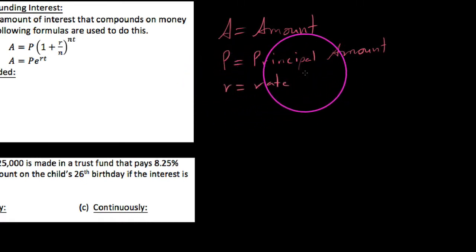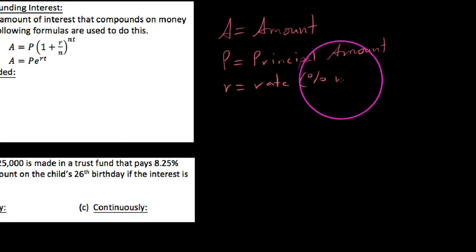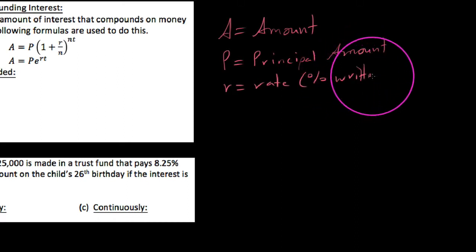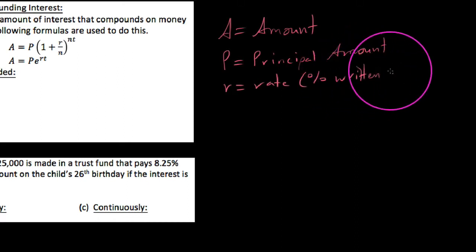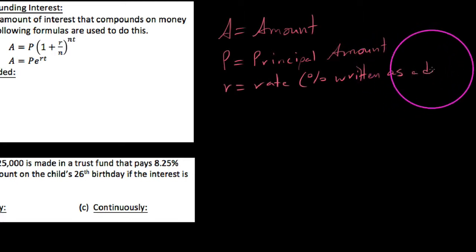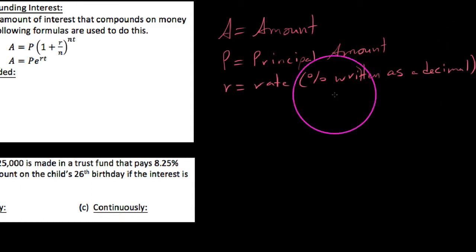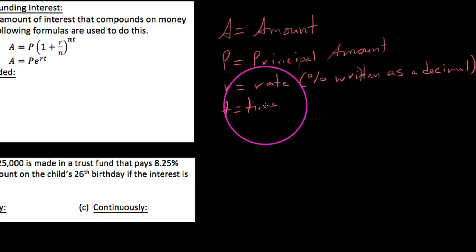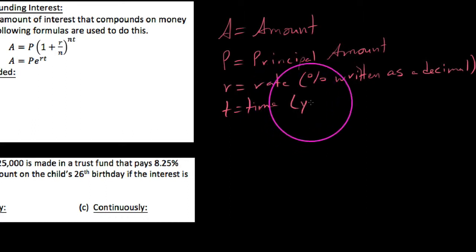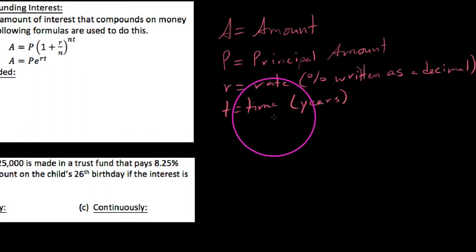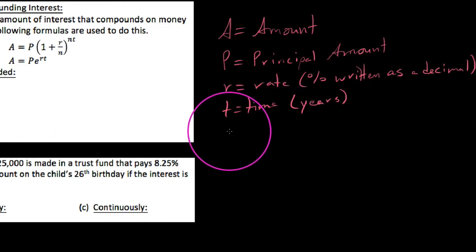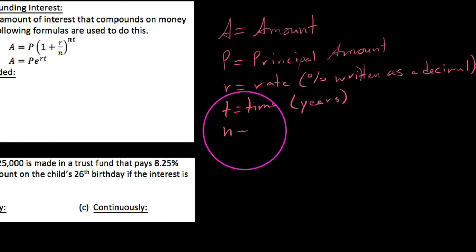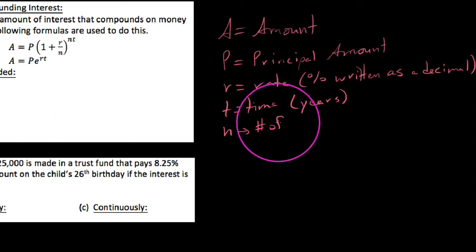Now r is a percentage, but written as a decimal. This is important. If you don't write your percentage as a decimal, you're going to be way wrong, so make a note not to forget that. Then t is time. This is important to note: the time is always written in years. If it's 1.5 years, you have to write 1.5. And last but not least, n is the number of compoundings per year.